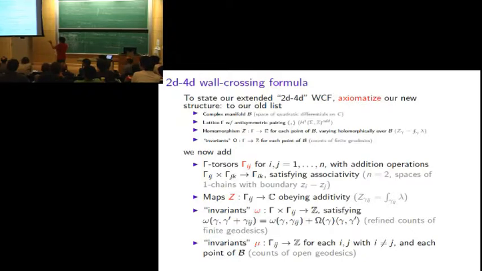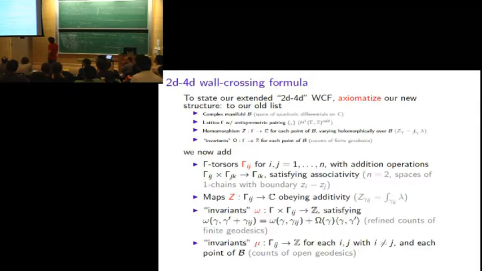These central charges, Z gamma, attached to lattice elements, and some invariants omega that are counting something. To that, we now add some more data. Before we had this lattice gamma of charges, we now add some torsors, gamma ij. i and j can run potentially from 1 up to n. And of course, they're torsors, so they don't have a group law, but there is a sort of addition operation in the story. If I have something in gamma ij and something in gamma jk, I can add them to make something in gamma ik. So think of concatenation of paths with a common endpoint. And that has to satisfy some associativity condition.